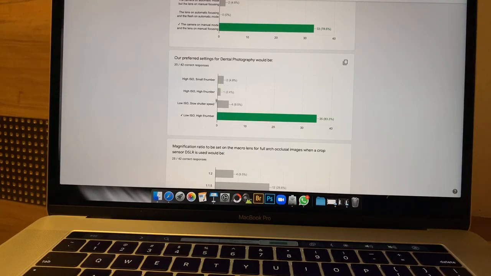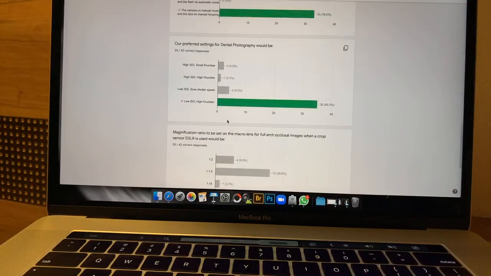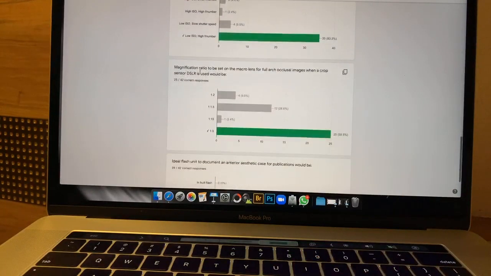Our preferred settings for dental photography would be high ISO and small f number. 2 people said the wrong answer. 1 person has said high ISO, high f number. That is definitely the wrong answer. 4 people said low ISO and slow shutter speed. That is also a wrong answer. But the perfect answer would be low ISO and high f number. And 35 of you out of 42 have given the right answer. That is really good. I'm very happy.